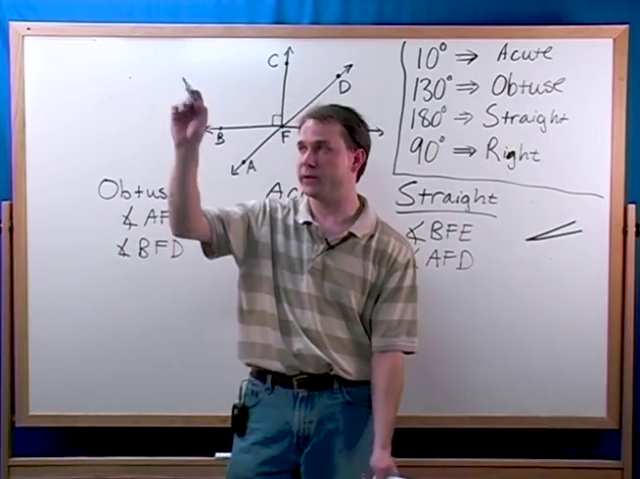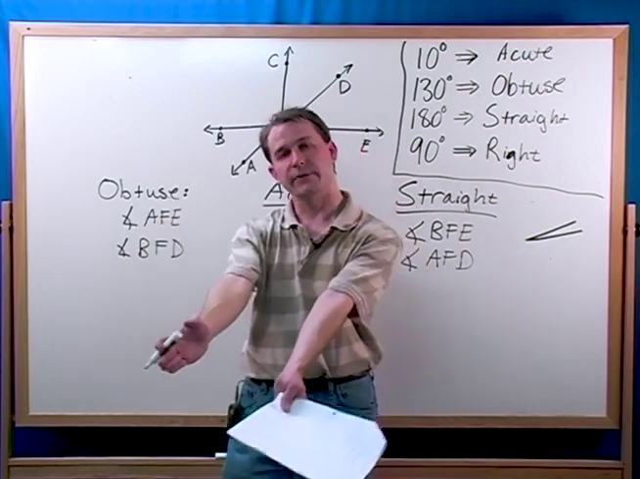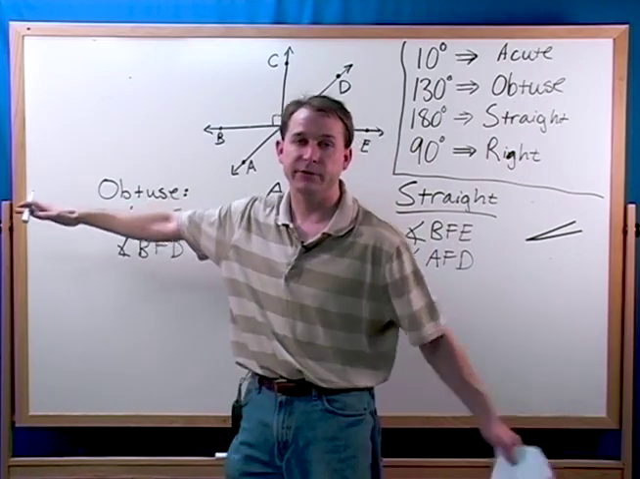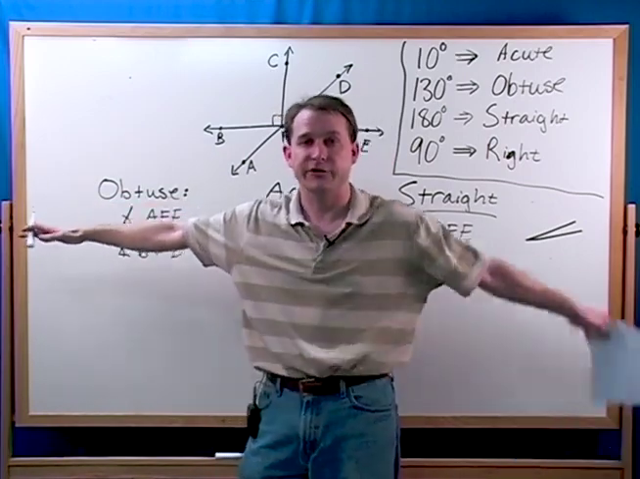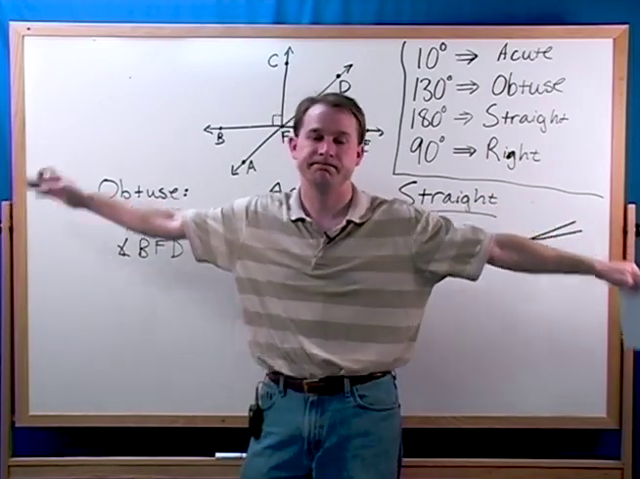So don't forget, an angle is just a unit of measure, how far open or closed something is. You label it by looking at the points and the vertex, just like we've done here. And you have the acute angles that are less than 90, the right angles that are equal to 90, and the obtuse angles that are greater than 90. And you have the straight angle that's exactly 180 degrees. And that's it.